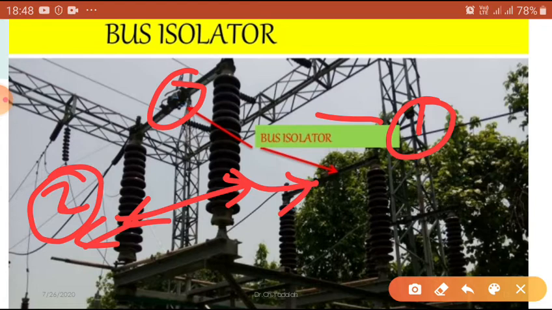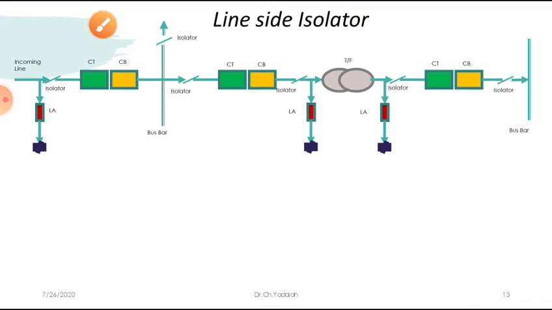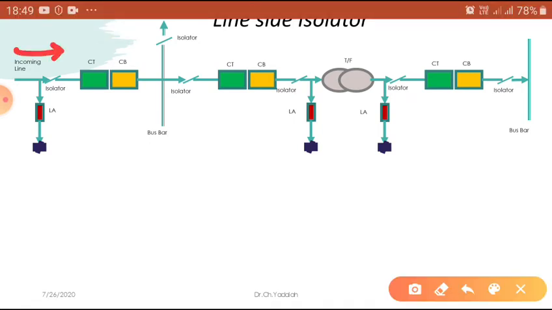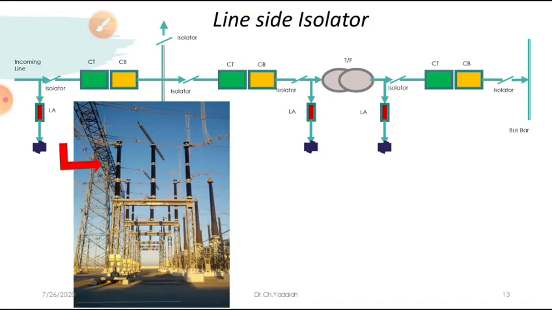Now, after the bus isolator, let us see the line side isolator, how it is physically present in a substation. Once again you can see the line side isolators. Here is the incoming line, whatever line is coming as input. Here I connected one isolator. That isolator is known as the line side isolator. You can get the idea if you see it in a practical way in a substation.